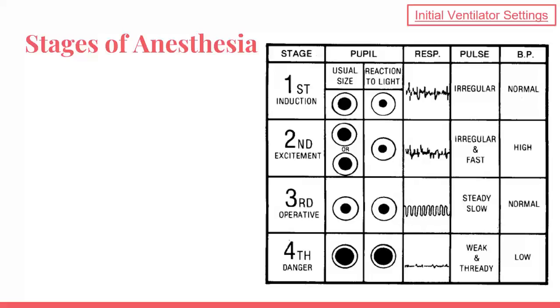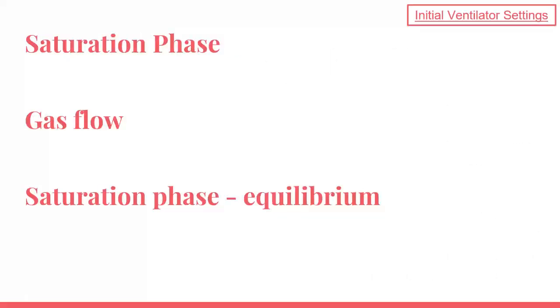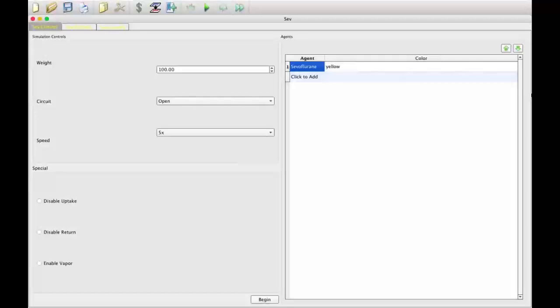The stages presented in the table are no longer used, replaced by the concept of gas saturation. I will explain the gas flow and the phases of saturation and equilibrium. To demonstrate the process of gas saturation, I will use the Gasman program. This excellent program illustrates various distribution spaces.